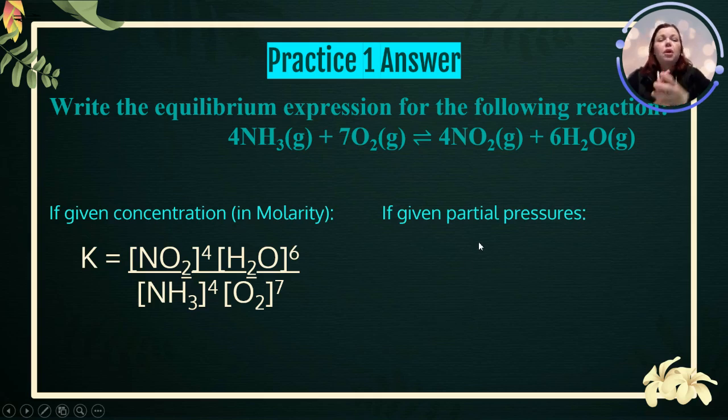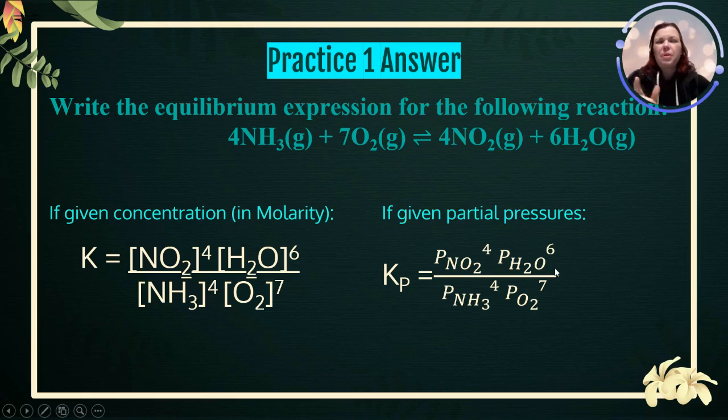If you're given partial pressures, which will normally be expressed in atm, you might also see them in torr or millimeters of mercury. And kilopascal sometimes too. We see that a little bit less often on the AP Chemistry exam. If you're given partial pressures, instead of using brackets, because brackets denote concentration, you're going to use a capital P. And then your identity for the molecule becomes a subscript of the P. And then you raise that to the power.